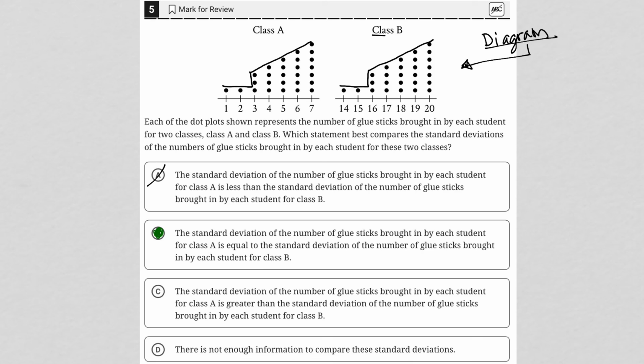Choice C, the standard deviation of the number of glue sticks brought in by each student for Class A is greater than. Nope. And choice D, there is not enough information to compare these standard deviations. There is enough information. So choice B is the correct answer here. And it will always work out that way, is what I'm telling you for the SAT.